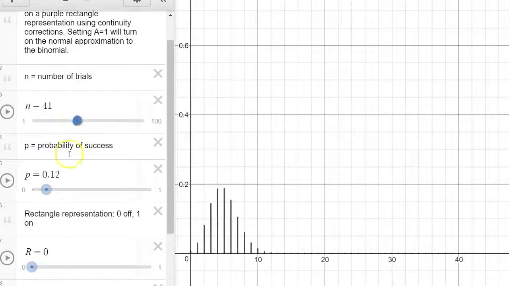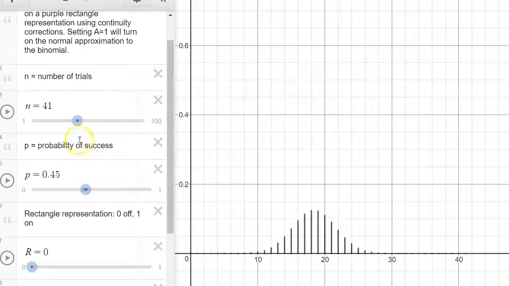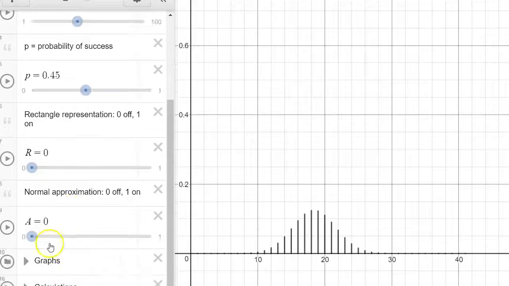Now, as I increase the values of n, and as I change p a little bit, then for this value of n and p, I've got n is 41, p is 0.45, and this distribution looks suspiciously close to the normal distribution. In fact, I can ask this page to put the normal distribution on top of that, and it makes an astonishingly good fit. So this is not a coincidence. You can prove this mathematically, though I'm not going to.